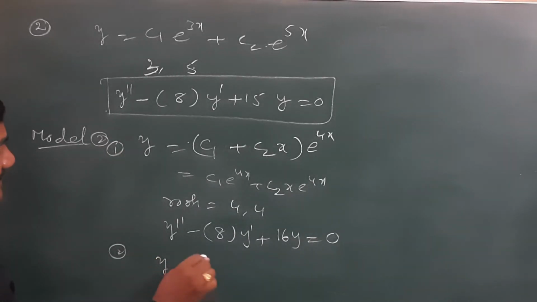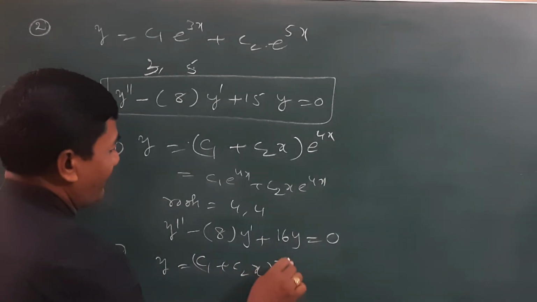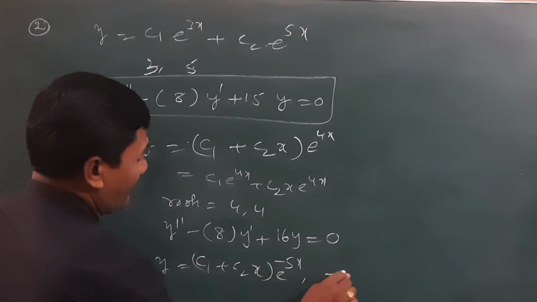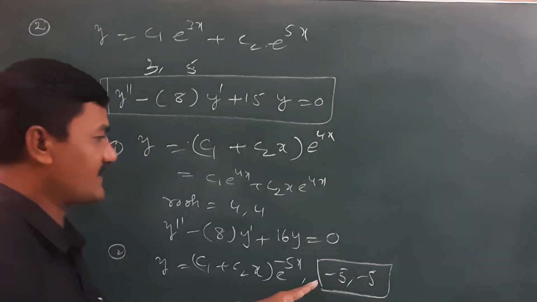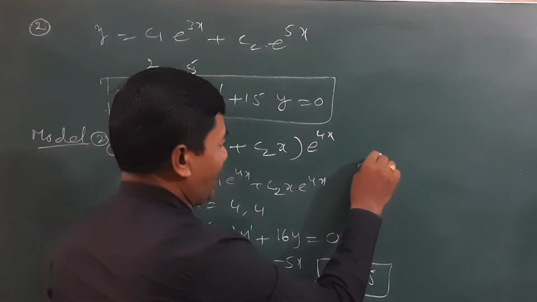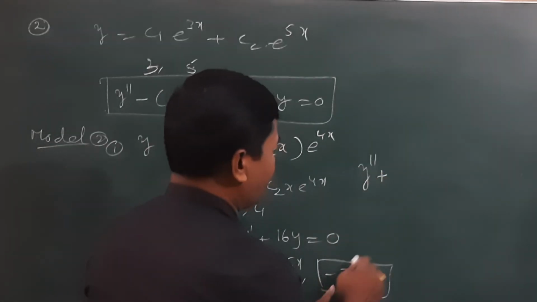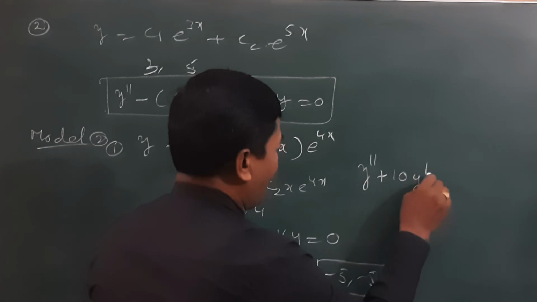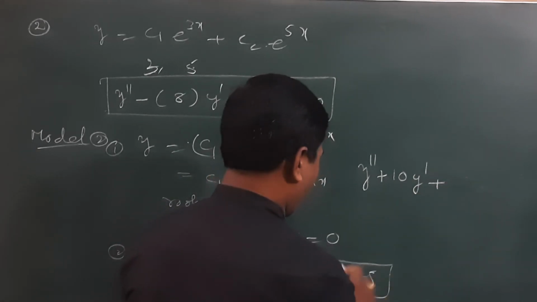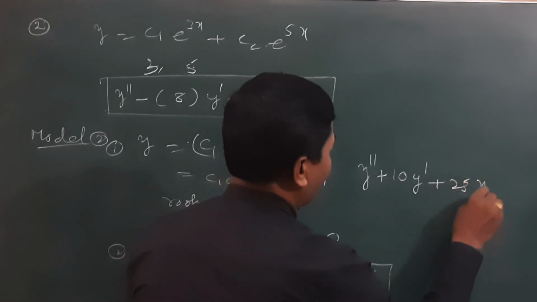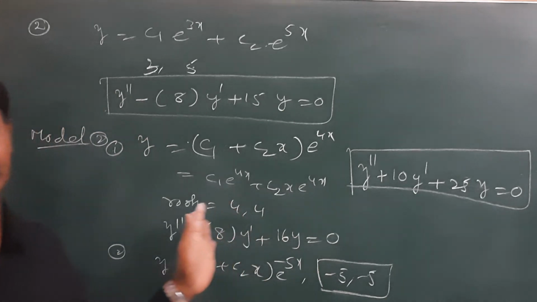The second problem: y is equal to c1 plus c2 x into e power minus 5x. What are the roots? Minus 5 comma minus 5. How can we write the equation? y double dash, here minus of minus is plus, 10 y dash, and plus 5 into 5, 25, 25y is equal to 0. This is our solution of the equation.